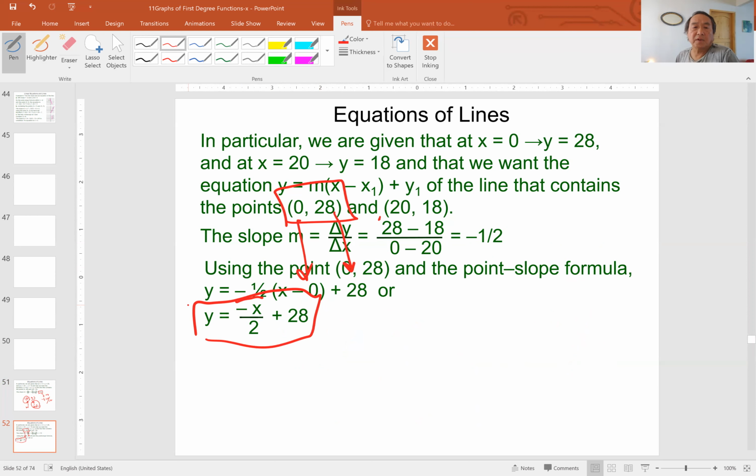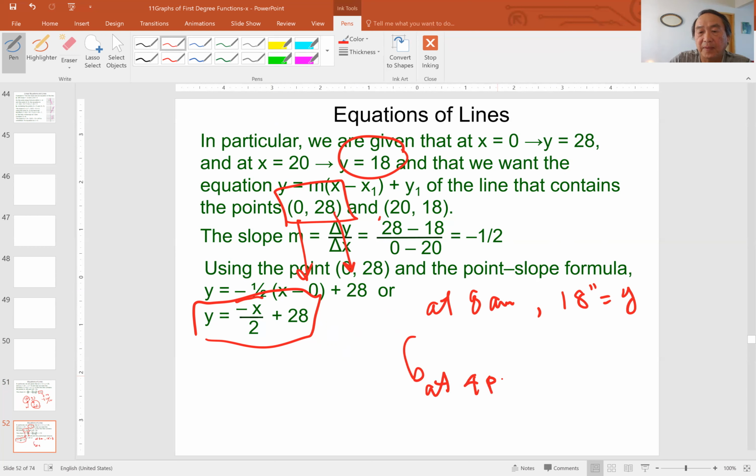What can we use it for? For example, remember at 8 a.m., the distance measurement was 18 inches. Now, if I were to extrapolate from this, what happens if I wait until 4 o'clock in the afternoon, after 8 hours? At 4 p.m., what should the measurement be?